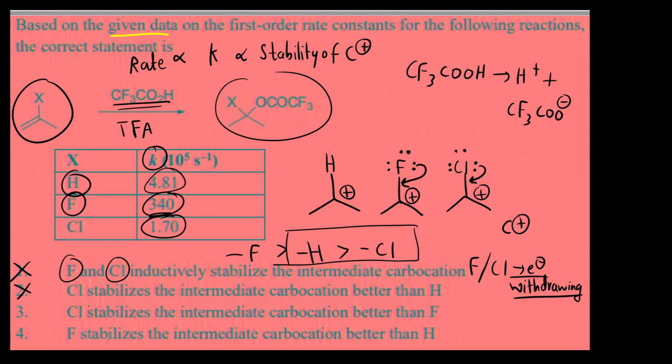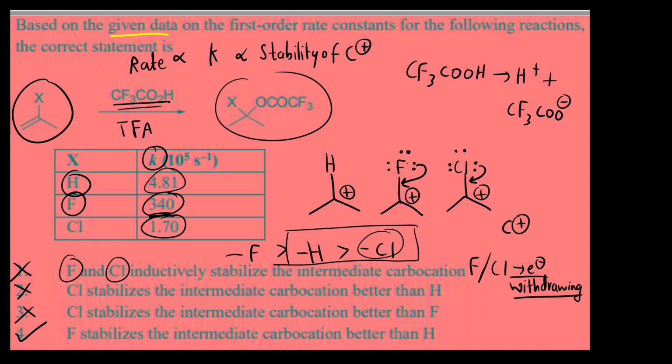Third option, Cl stabilizes the intermediate carbocation better than F. No, you can see the value of Cl is least. So this is also incorrect. The correct answer will be fluorine stabilizes the intermediate carbocation better than H.